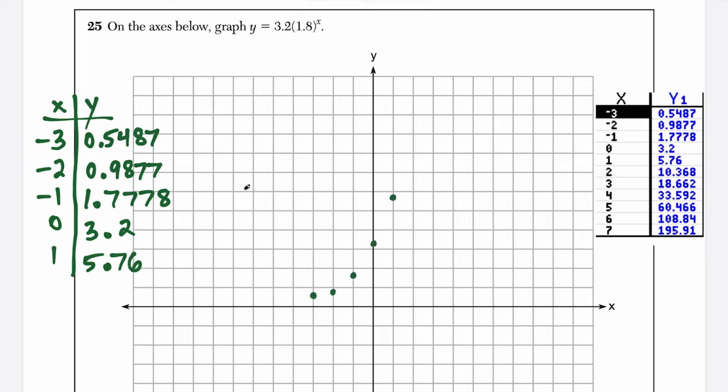So now that we have all of these points plotted, what we're going to do is connect them. But remember, we have a horizontal asymptote on the x-axis. And the curve is just going to keep going up and up like this as we go towards infinity in the x direction. So now we'll just connect.